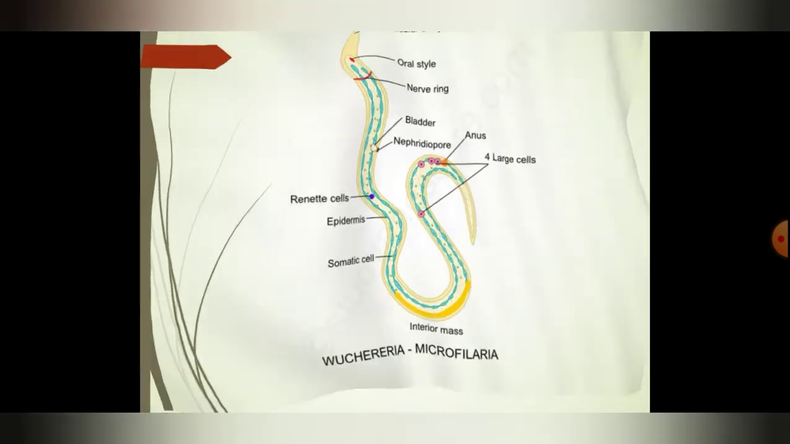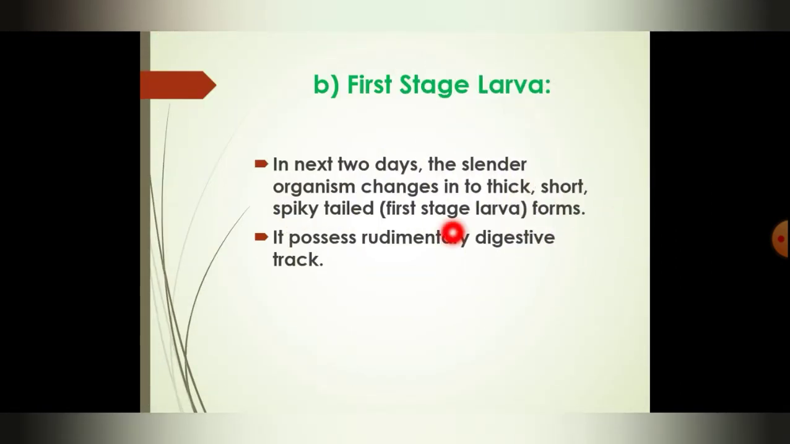Then first stage larva. After the embryo, you can see the first stage larva. In the next 2 days, the slender organism changes into a thick, short, spiky tailed worm. So this microfilaria will turn itself into a first stage larva, which is very short and spiky tailed, that means having a curved tail, and it possesses a rudimentary digestive tract, not that much developed.